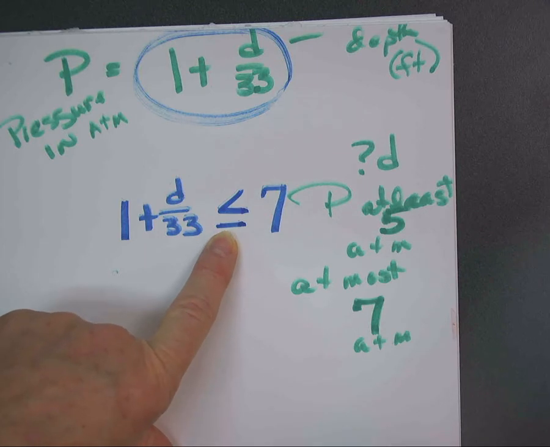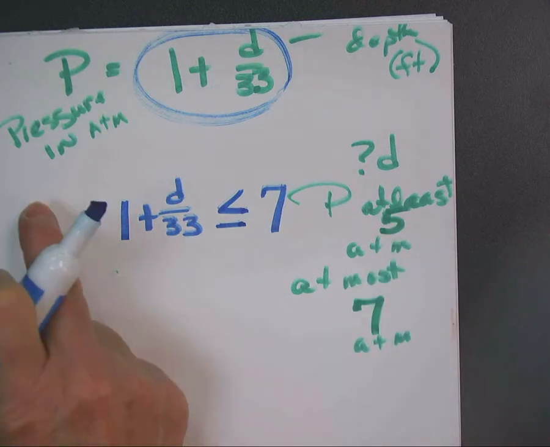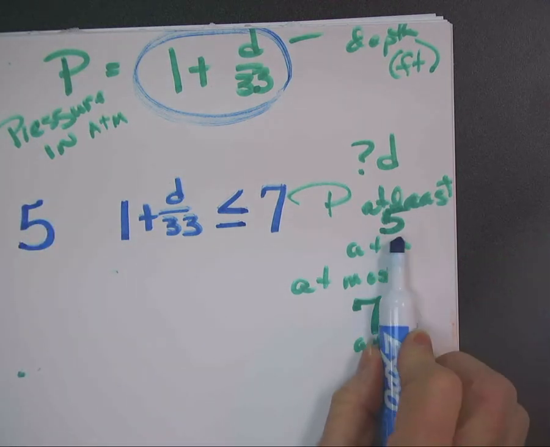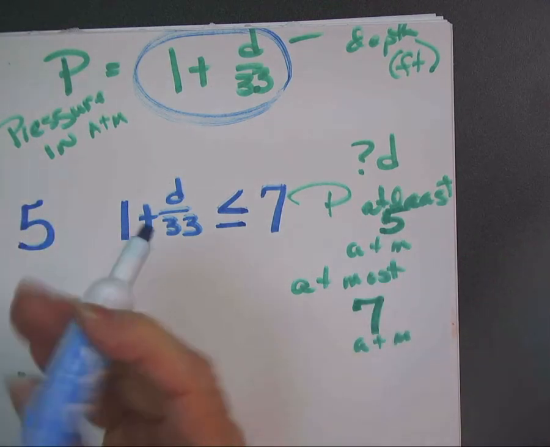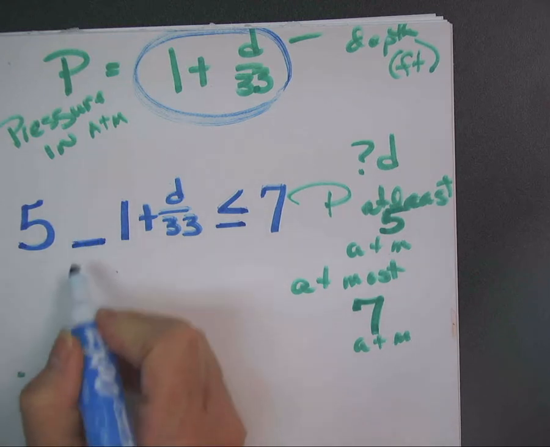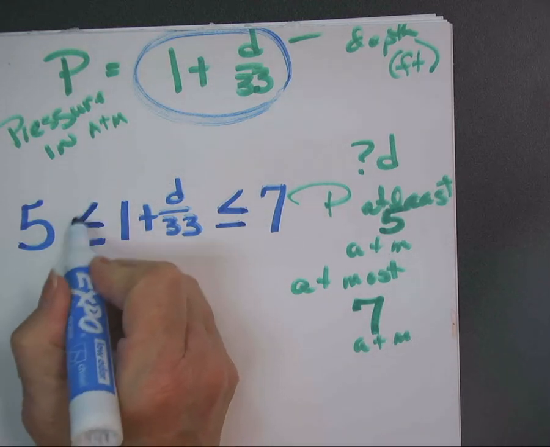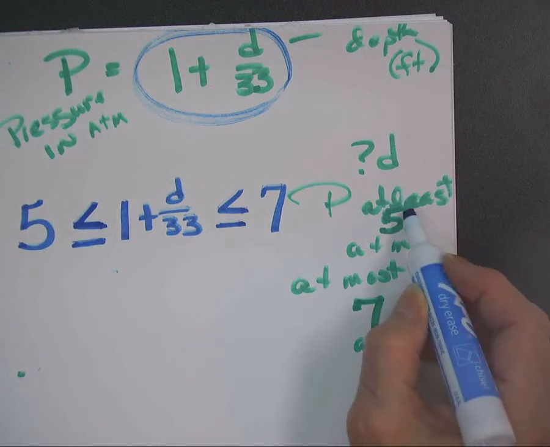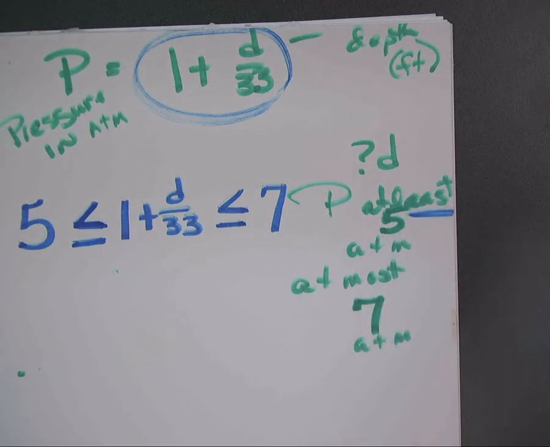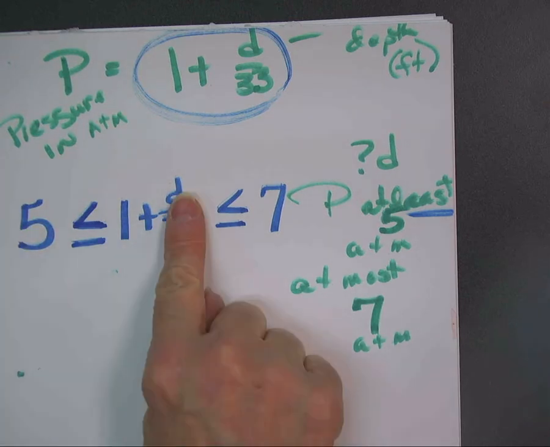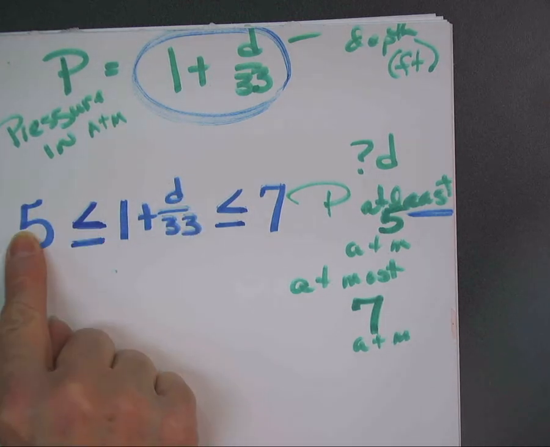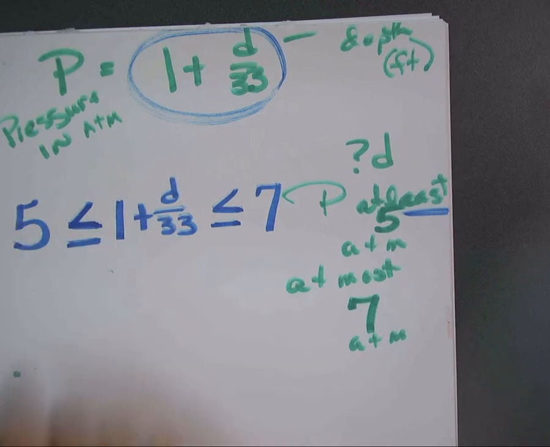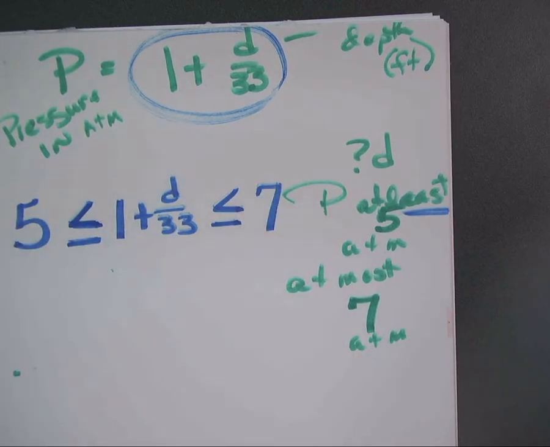Now the 5 is going to go over here. Can it be 5? Yes, but it cannot be less. What does it say? At least 5. If you read it backwards, you would say it's 5 or more, greater than or equal to 5. So it's between 5 and 7.